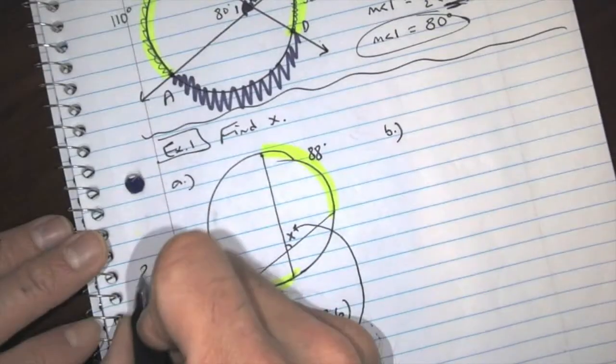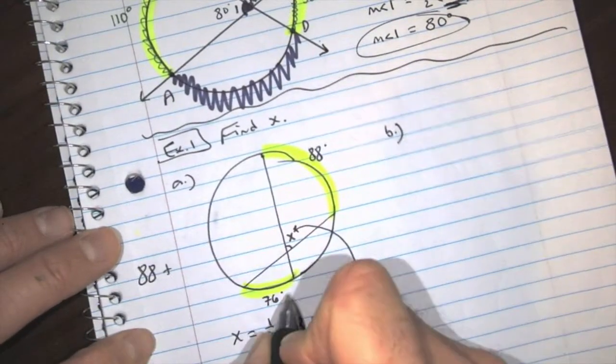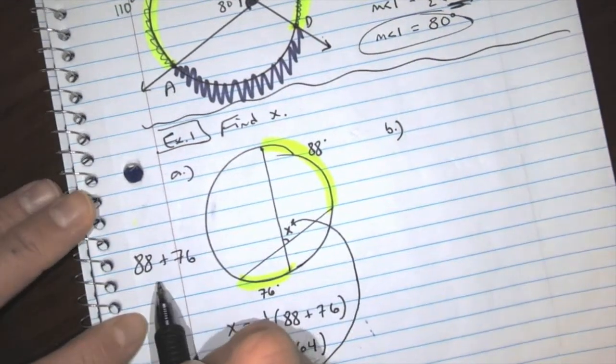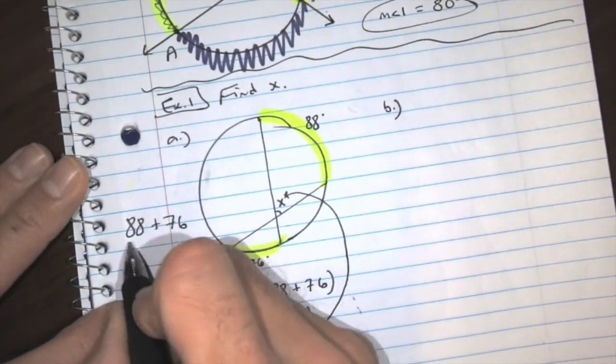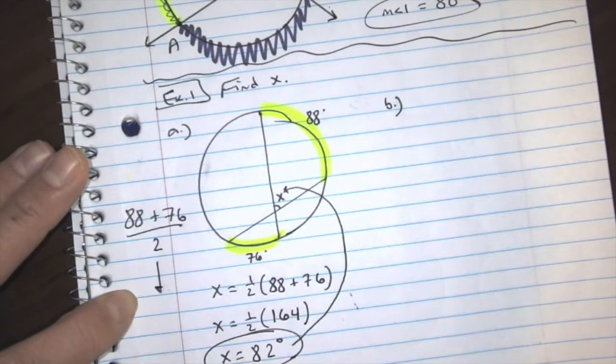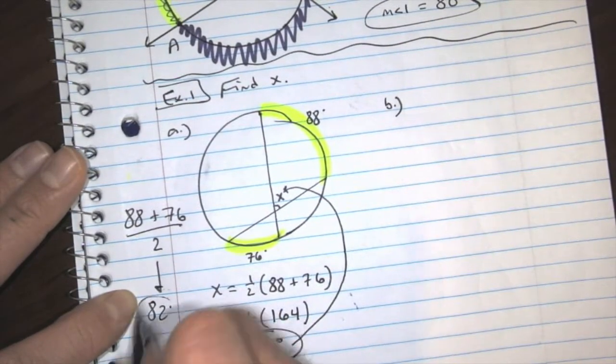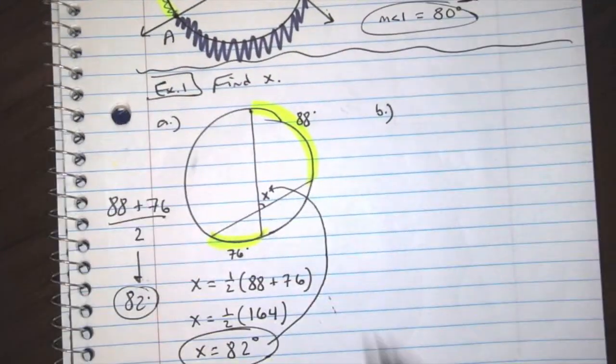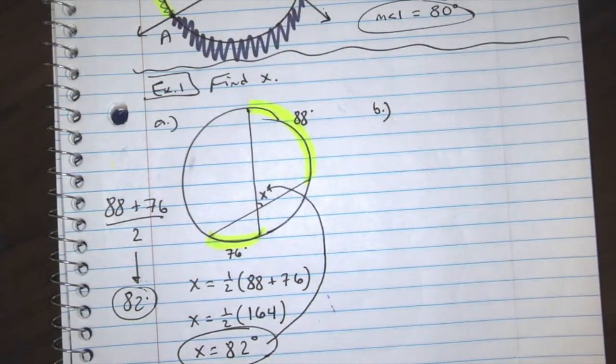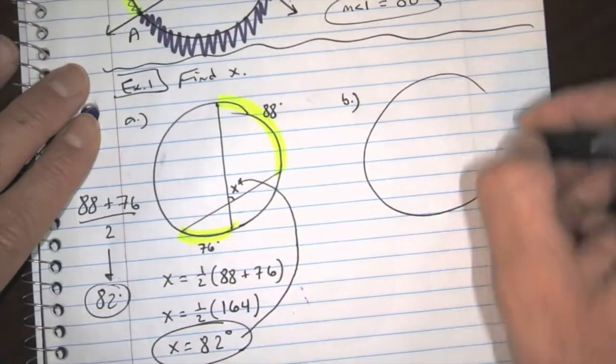You know, for example, if you got an 88 on a test and you've got a 76 on the test, what's your average? Well, to find an average, don't you add these two together, divide by 2, and you're going to get 82 degrees, or 82%. It's the average. It's the average of these two. Crisscross theorem. Okay, try another one.